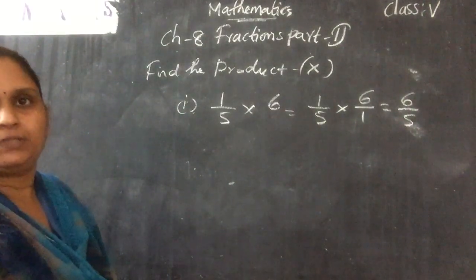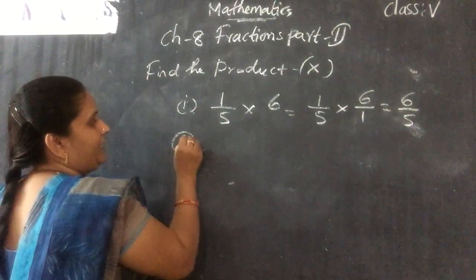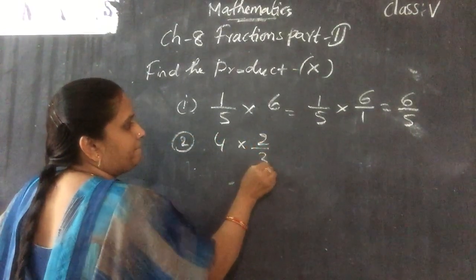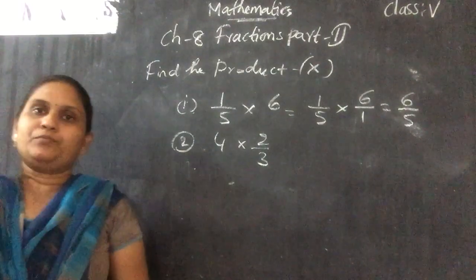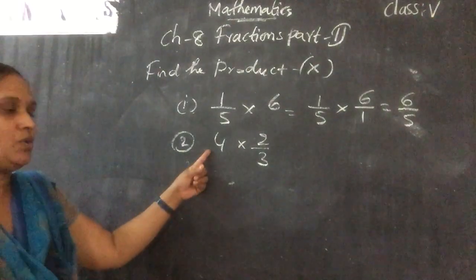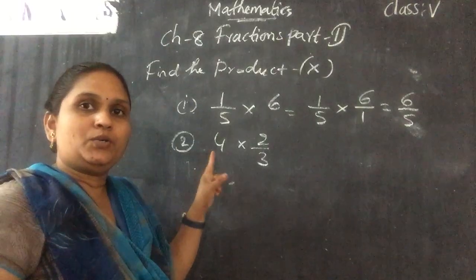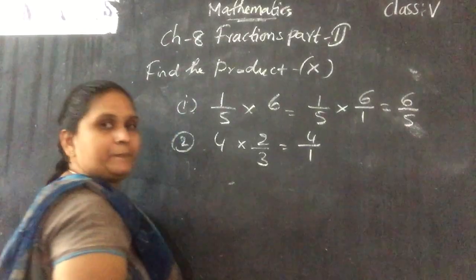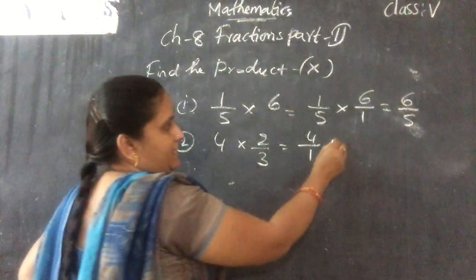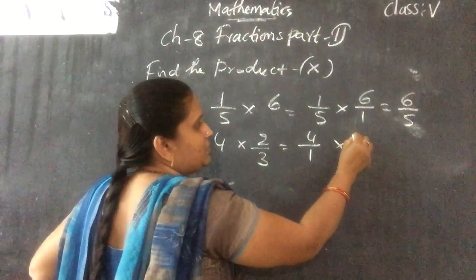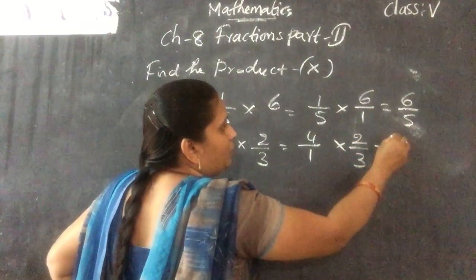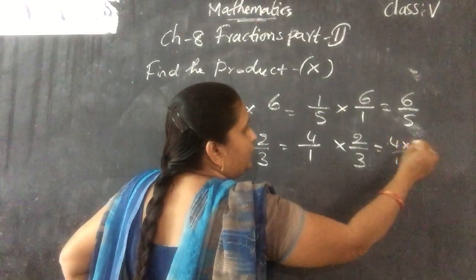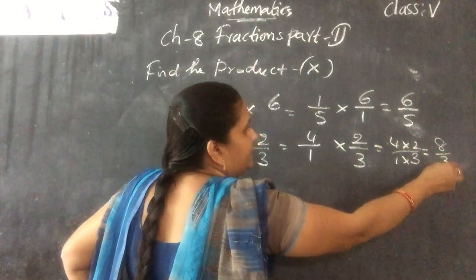For example, sometimes they will give like this: 4 into 2 by 3. Here also 4 is a whole number. So what you have to do? Write 4 as a numerator with denominator 1, so 4 by 1, and put the multiplication sign and write 2 by 3 as usual. Now 4 into 2 by 1 into 3. 4 2s are 8 by 1 3s are 3.